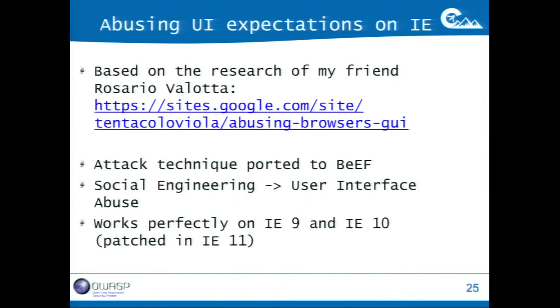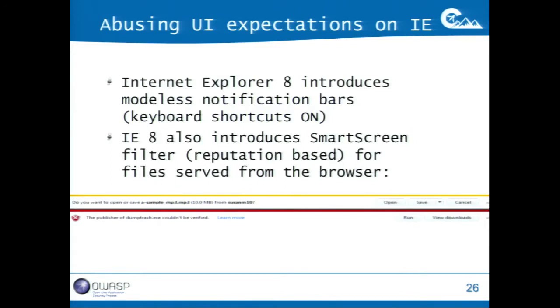A few things that I want to speak about before the end of the talk is abusing UI expectation. This is something that I mostly discussed in my book, of course. As I said before, this works in Internet Explorer 10, which is not patched. It's patched in Internet Explorer 11. So when you fingerprint the browser and you see that the version is 9 or 10, you can automatically exploit it. The technicality behind it: from Internet Explorer 8, modeless notification bars were introduced.